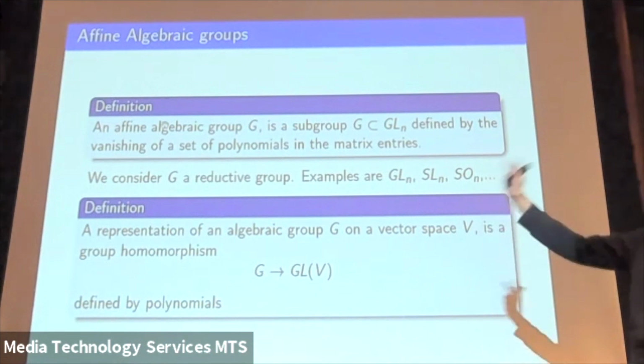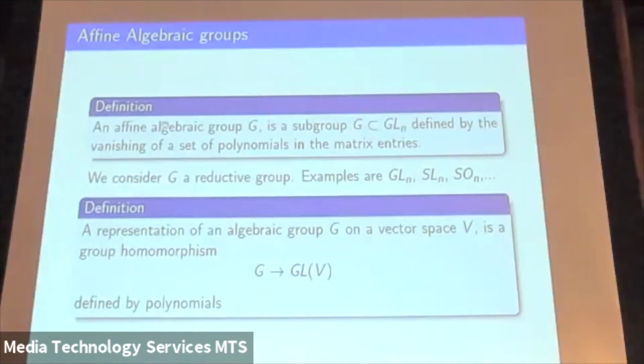And I'm going to consider a particular class of these groups known as reductive groups. I'm not going to explain what this means, but for those who don't know, you can think of examples as the general linear group, the special linear group, the special orthogonal group, groups like this. And the definition of representation just has to be adapted to this algebraic setting, where the homomorphism described before has to be an algebraic map, so defined by polynomials.